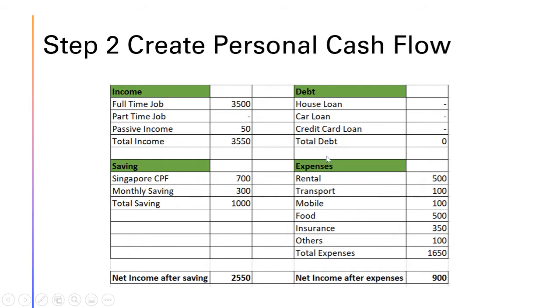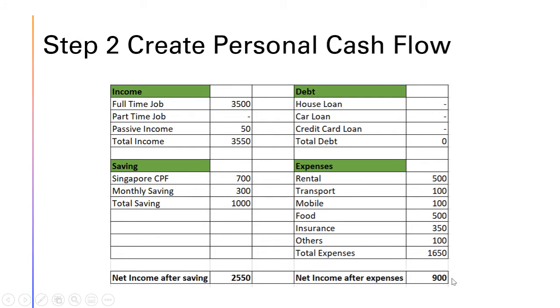Now I come to my expenses. My rental fee is about $500 a month. Then transportation fee, mobile, food, insurance, and others. So my total expenses are $1,650. My income after saving minus my total expenses gives a monthly net income of $900.